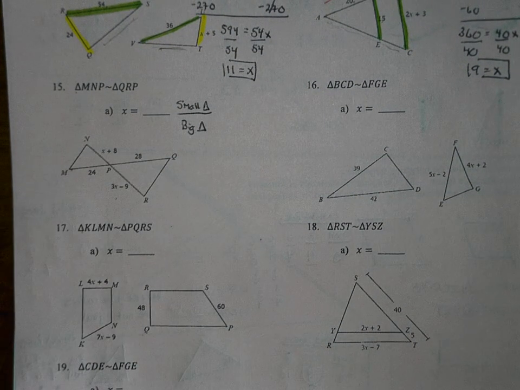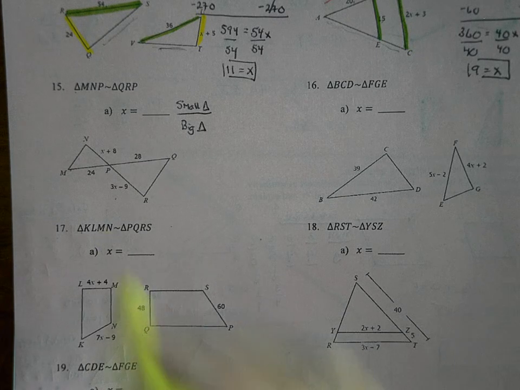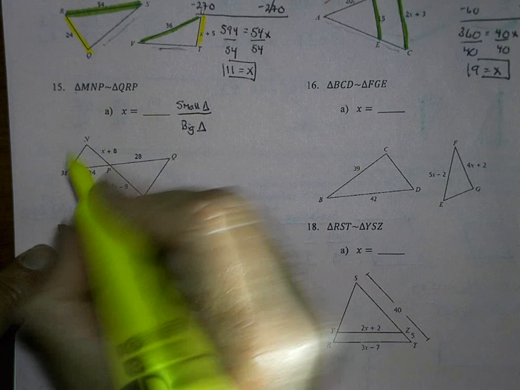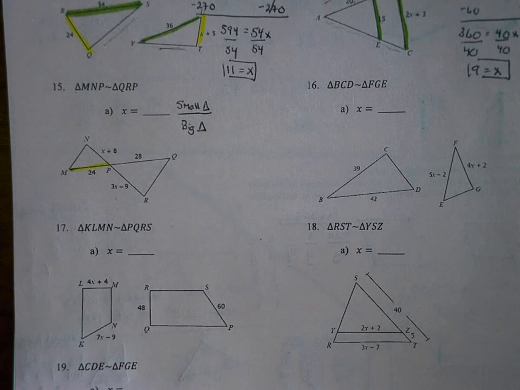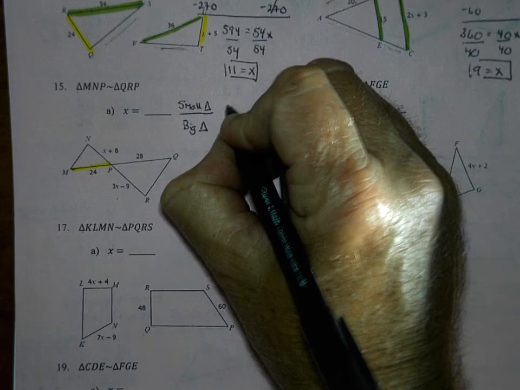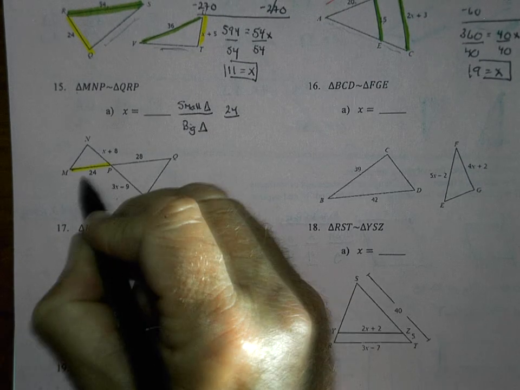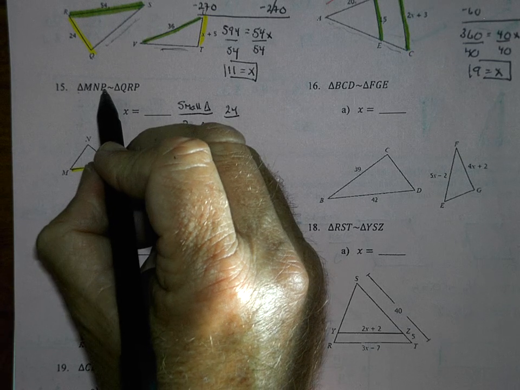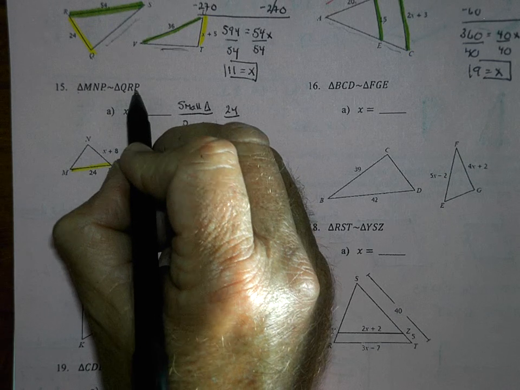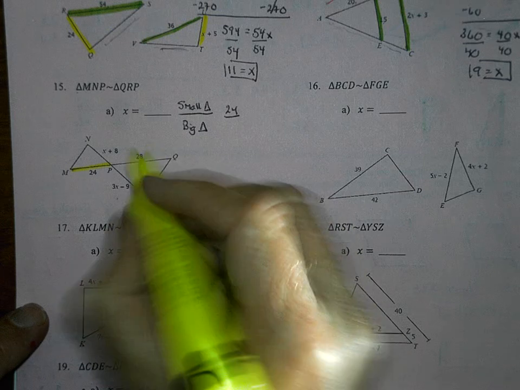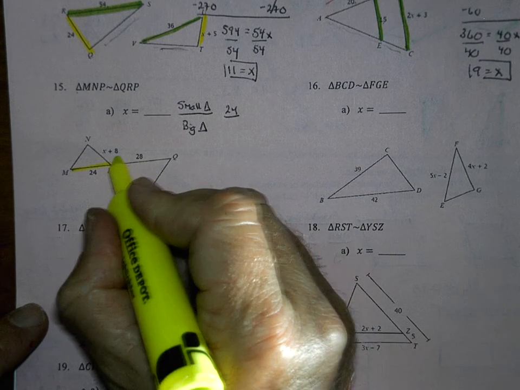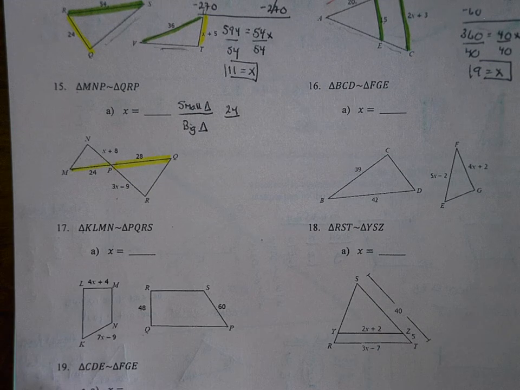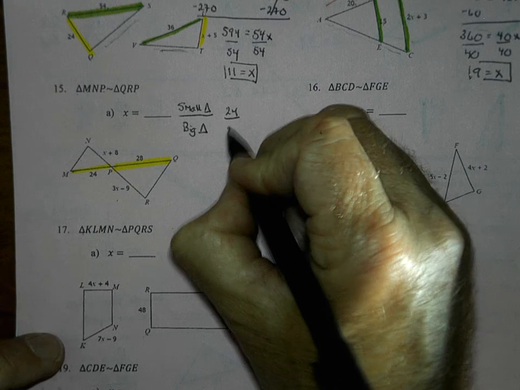So let's pick a side from the small triangle. How about side MP, which is 24? So 24 over, now notice MP is the first and the third letter in my similarity statement. So that means it has to match up with QP, the first and the third letter. So that means 24 has to match up with 28. So 24 over 28 is one of my ratios.